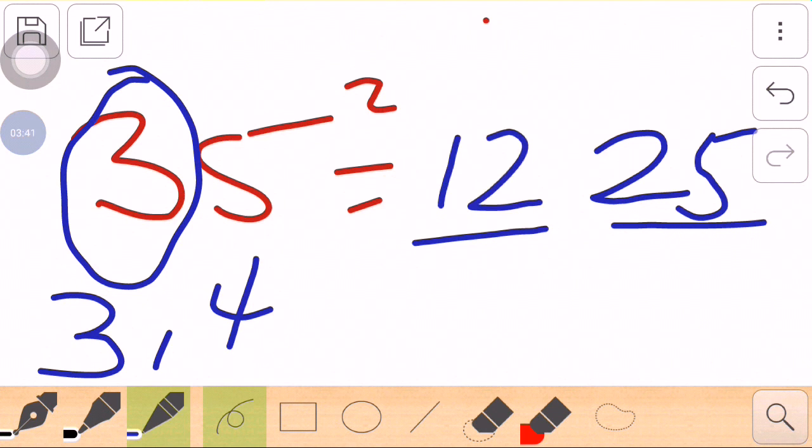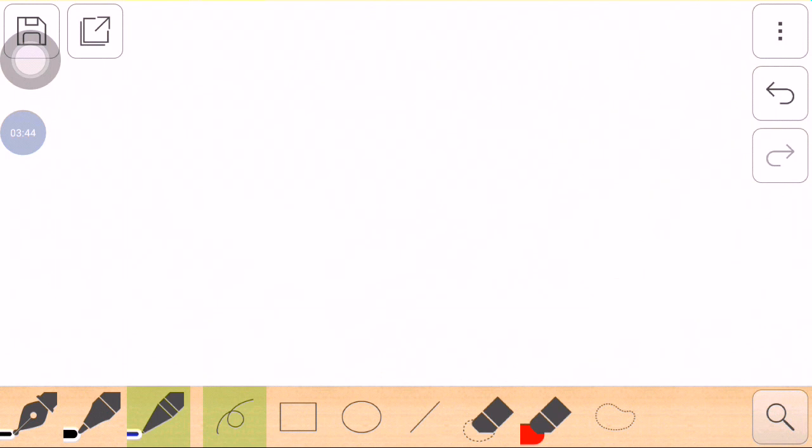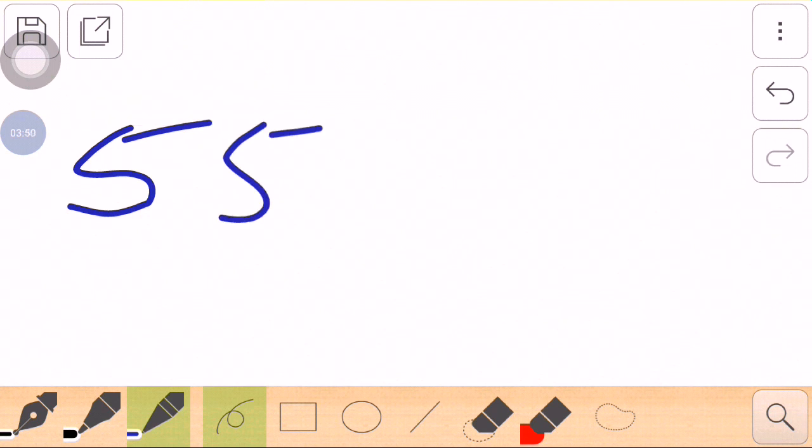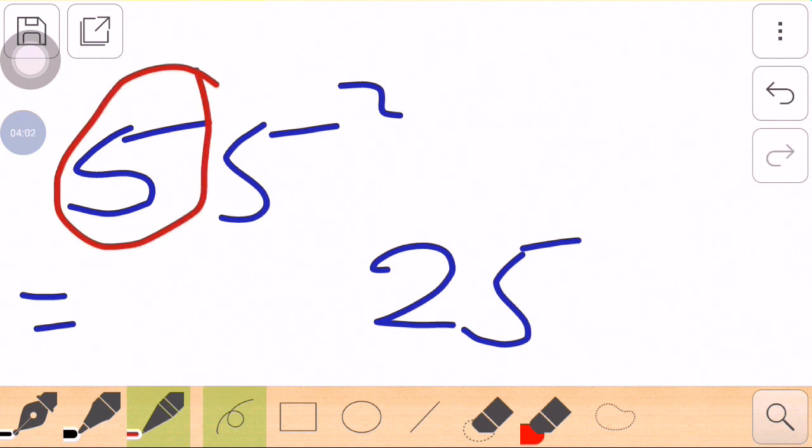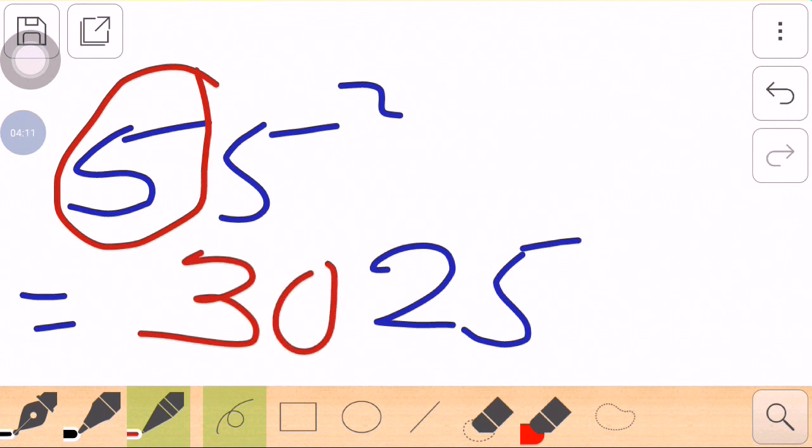Isn't that simple? Let's go into maybe something like 55 squared. Now we know that the final answer is going to end with 25, so we're not going to bother ourselves that much. In this case, we've got 5 in front of the 5. The next natural number after 5 is 6, so we're going to multiply this 5 by the 6. 6 times 5 gives us 30. Therefore 55 squared gives us 3025.